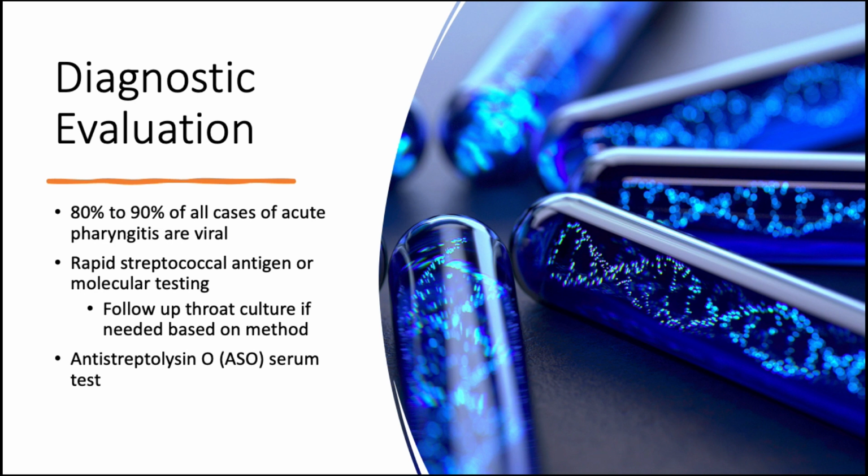Again, 80 to 90% of all cases of acute pharyngitis are viral for the reasons that we talked about before. However, to make sure that it's not strep, we do a rapid streptococcal antigen or molecular testing. If the antigen testing is performed, we also do a follow-up throat culture. If you've had strep before or you have signs of complications, we can do a serum ASO test.